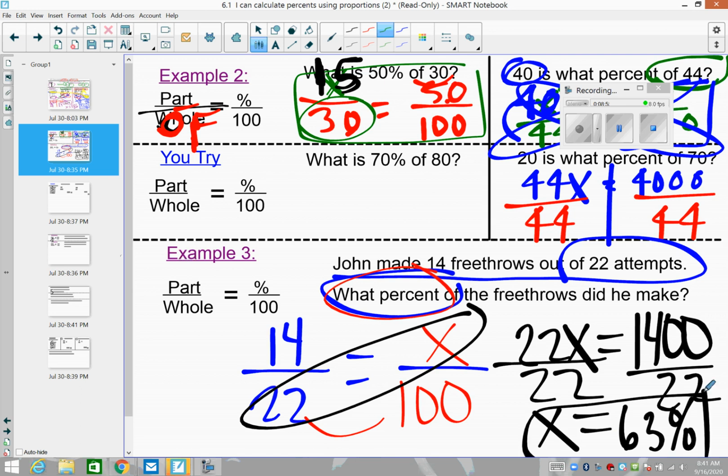63% is his free throw shooting percentage, which is probably a pretty good percent for a middle school student to be shooting. Ideally, we would all want to be shooting in the 90s, right? Nobody shoots 100%, but in the 90s. But that's probably pretty good for middle school basketball. All right, so there's another example of how we calculate percent. So let's go to the next screen.